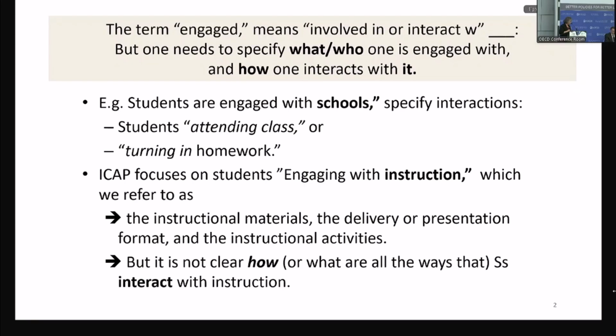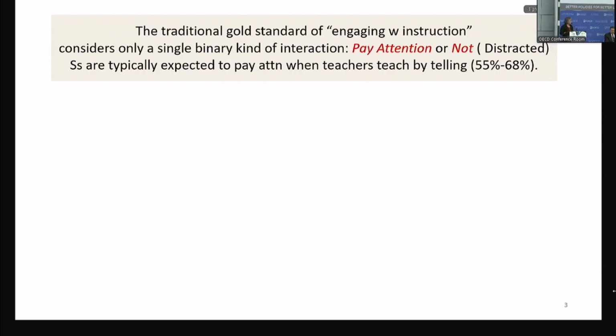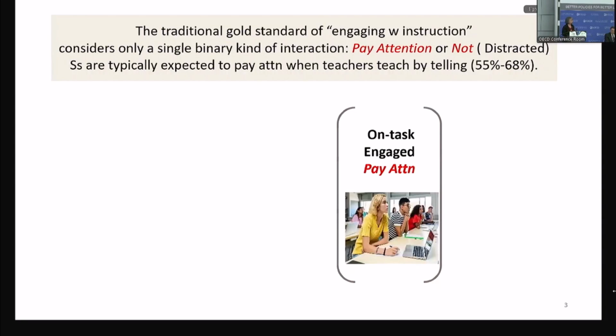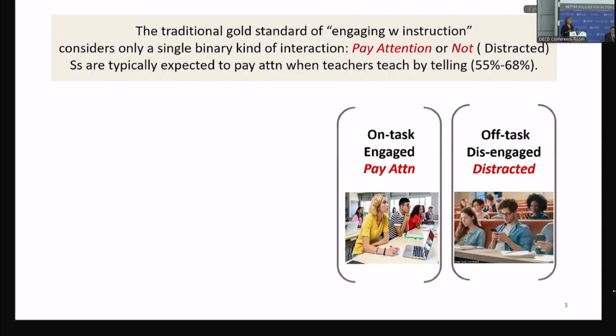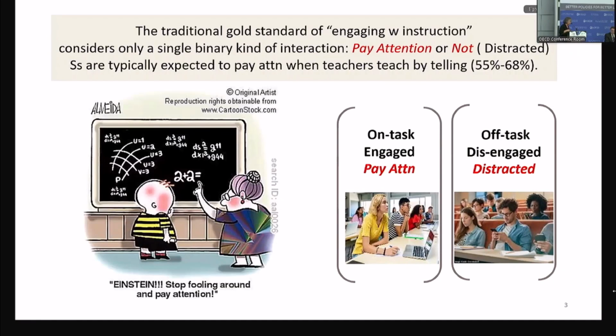But it is not clear what all the ways are in which students can in fact interact with instruction. The traditional gold standard of engagement with instruction considers only a single binary kind of interaction called paying attention. Either you're paying attention, on task and engaged, or you're disengaged and distracted. Students are typically expected to pay attention when teachers teach by telling, which is about 50 to 68% of the college classroom proportion.